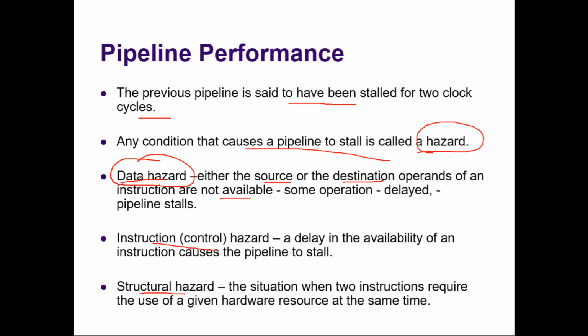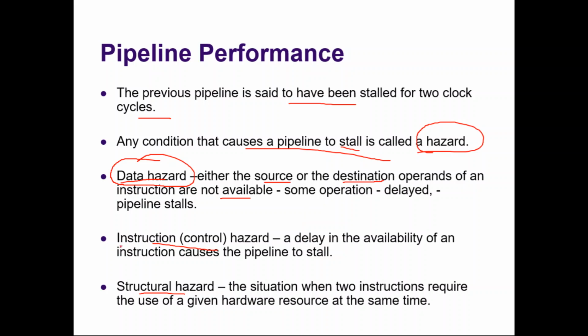So any condition that leads to a stall is called a hazard. This hazard can be of three types: data hazard, instruction or control hazard, and structural hazard. What is data hazard? If the pipeline is stalled because of unavailability of a source or destination operand, then that is called data hazard.